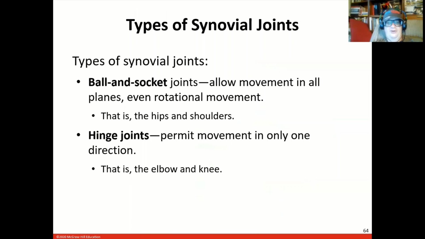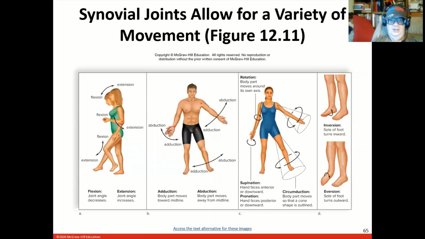So, types of synovial joints. We have ball and socket joints. They can move in all different directions. You can do rotational movement. We have those in the hips and shoulder. Hinge joints, elbow and knee, only move in one direction.